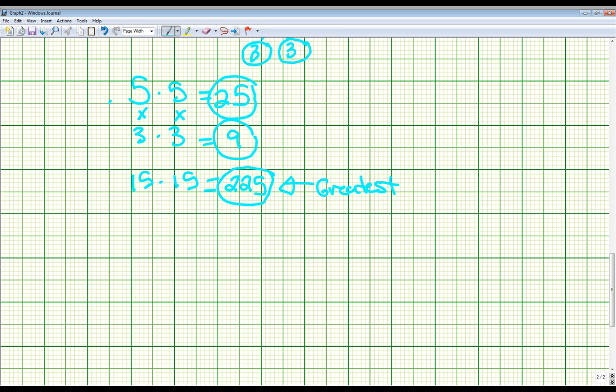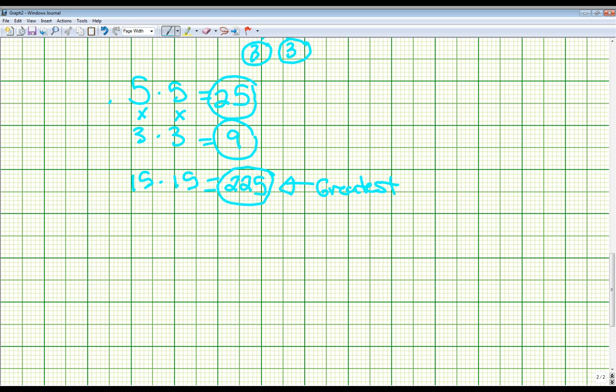Okay, answers for number 1. The factor pairs of 18 are 1 and 18, 2 and 9, and 3 and 6. Number 2, the factor pairs of 24 would be 1 and 24, 2 and 12, 3 and 8, 4 and 6. And number 3, the factor pairs of 51 are 1 and 51, 3 and 17.